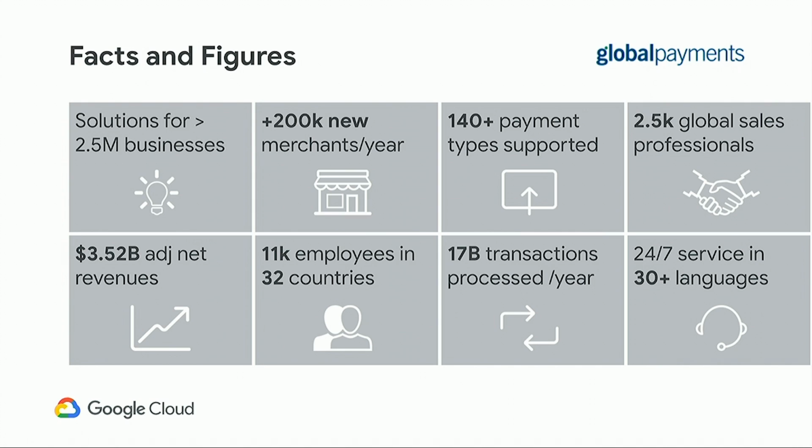Some facts and figures for Global Payments. This basically shows the size of our company. We have over 2.5 million businesses. We support approximately 200,000 new customers or merchants a year, 140 payment methods, 2.5K global sales personnel, 3.5 billion in net revenues, 11,000 employees, 32 countries, pretty spread out globally, 17 billion transactions per year. Of course, customer support 24/7 in 30 different languages. So that's Global Payments, that's our size.